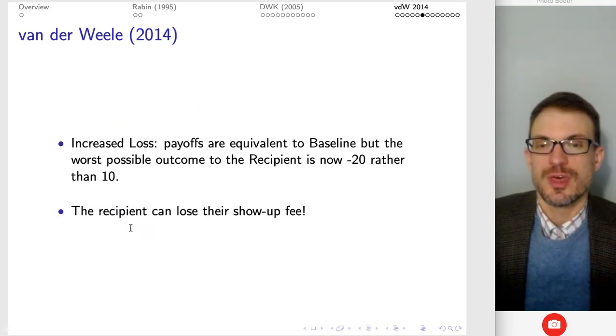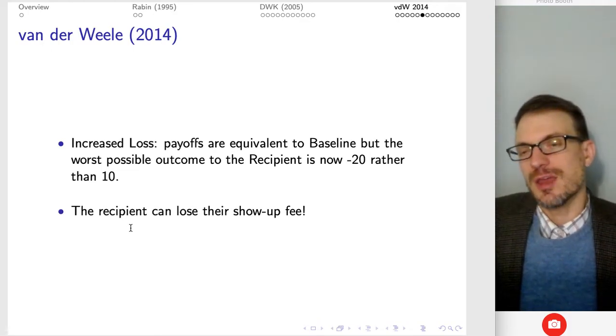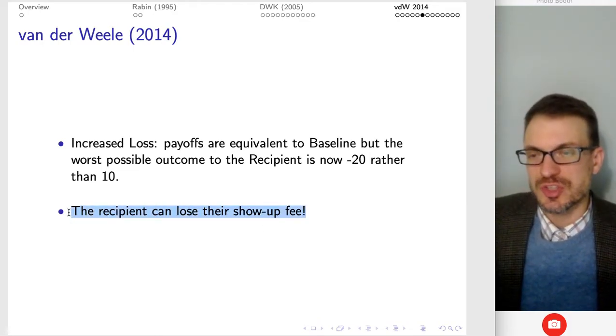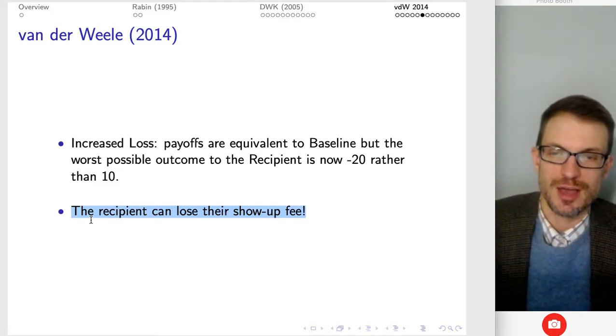All right. Then there's the increased loss treatment. So now the payoffs are equivalent to baseline, but the worst possible outcome to the recipient is now minus 20 rather than 10. So I get the 100 when the recipient gets minus 20. I can't remember. I'm now suspicious about this line that the recipient can lose their show up fee. I can't remember exactly how they paid. Maybe there's like a monetary conversion thing.